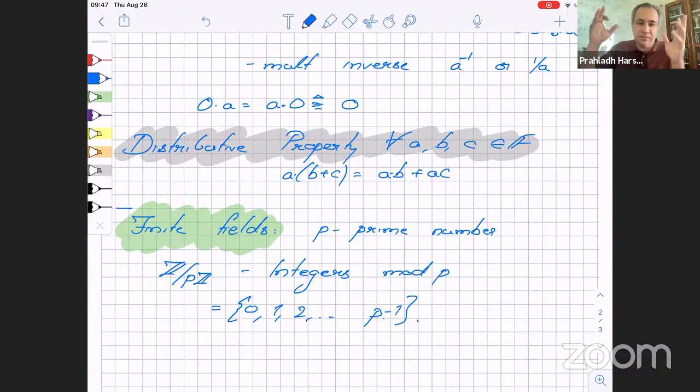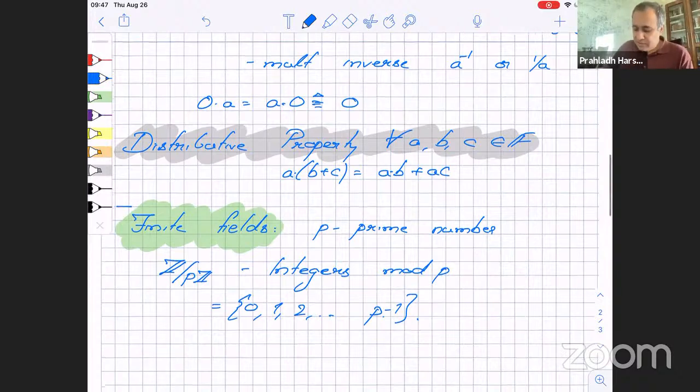Distributivity is also clear. Distributivity just follows from the distributive law for the integers. The only thing that we need to check is the multiplicative inverse. That is, every non-zero element has another element such that if you multiply these two, you get 1. Which is the same as stating that for every non-zero element A, there's another non-zero element B, such that A dot B is congruent to 1 mod P. That is, A dot B leaves remainder 1 on division by P.